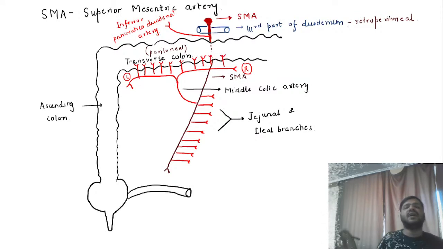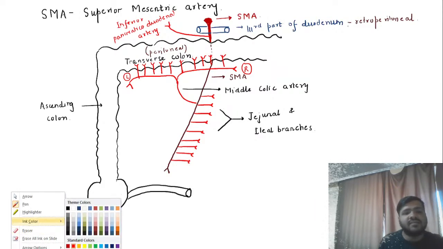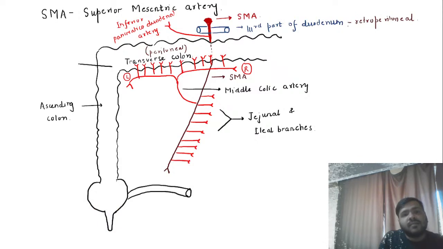Now these small arteries which are arising from the right and left branch, these are called arcuate arteries. Arcuate arteries. Now we have the middle colic artery, jejunal ileal branches or inferior pancreatico.